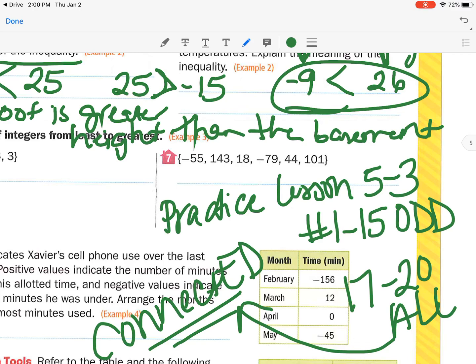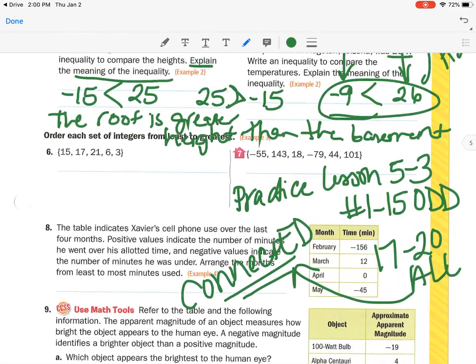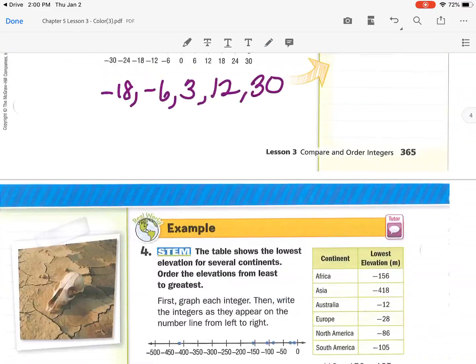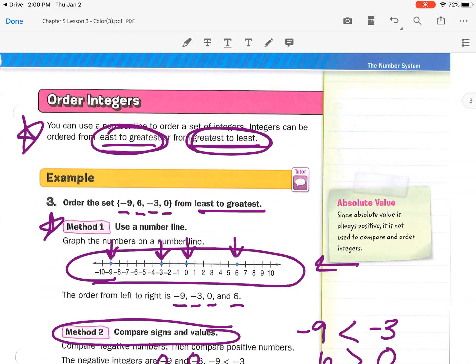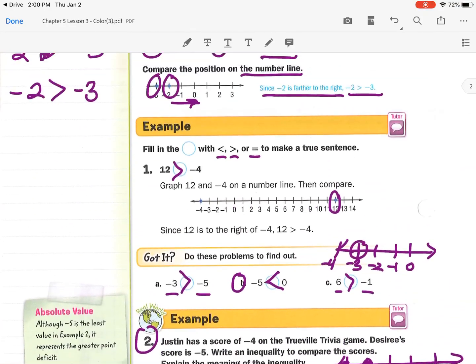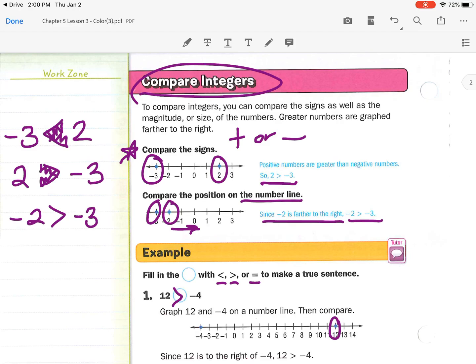If you are still unsure about this lesson, go back and rewatch it. Go back and take a look and read talking about ordering integers, everything right there tells you exactly what to do. Go back and reread comparing integers and how we do it with the greater than, less than. Just remember that the alligator always eats the bigger number.